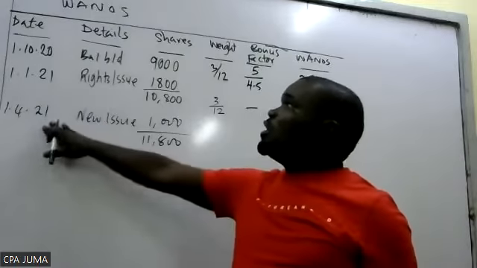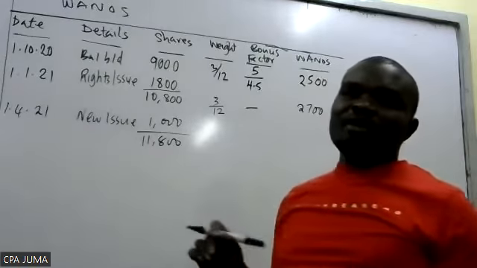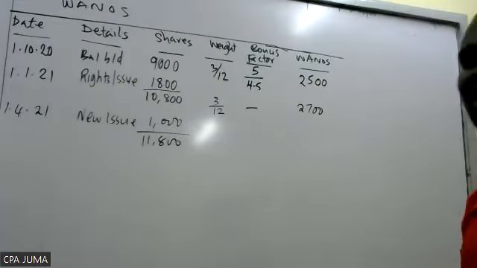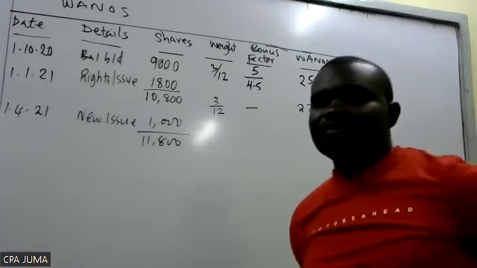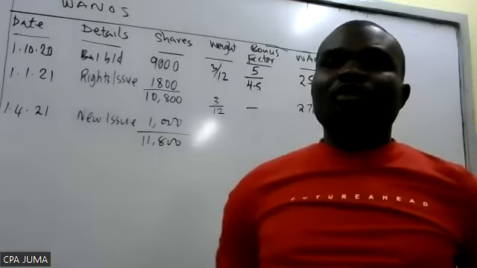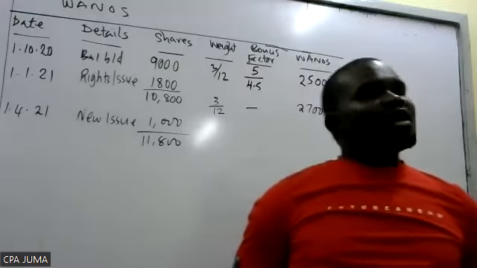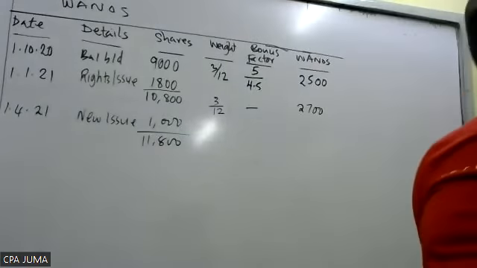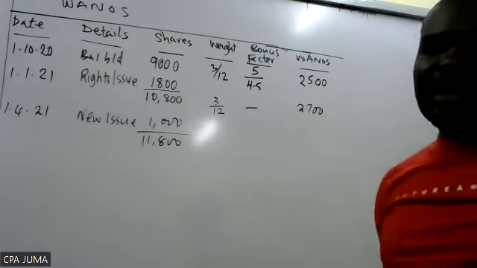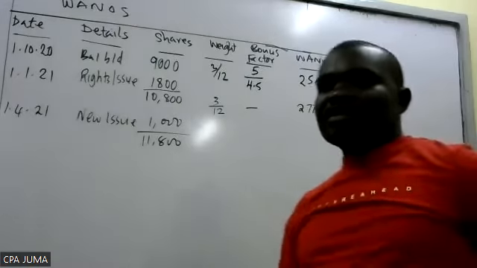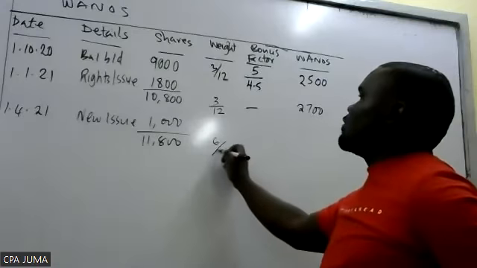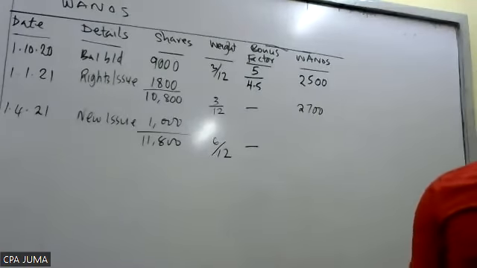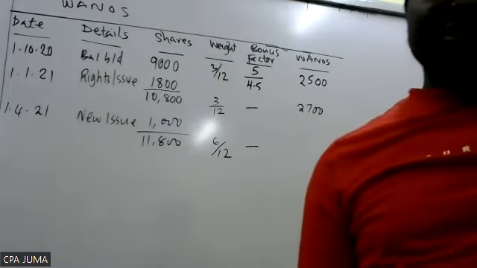From 1st April to September, how many months? So you just close. You weigh them up to the end. How many months remaining? Yes, and they are convertible. Convertible means they are potential, but nobody converted. Even though they say they are convertible, nobody converted. You have even written convertible very well. So 6 months to go. So 6/12. So 11,800 times 6/12. How much? How many?